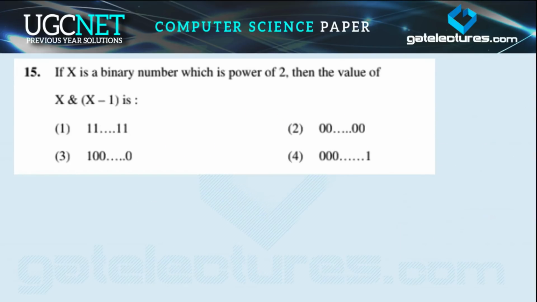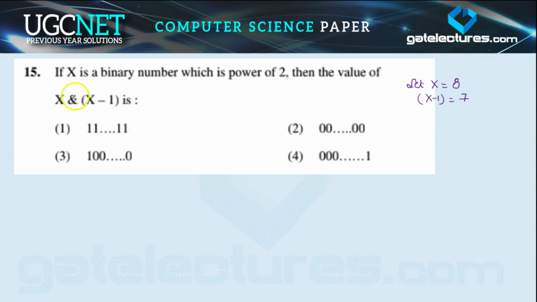Now question number 15. If x is a binary number which is a power of 2, then what is the value of x and x minus 1? They said x is a binary number which is a power of 2. So let's suppose any number which is a power of 2, say 8. Let x be equal to 8. Then x minus 1 is equal to 7.